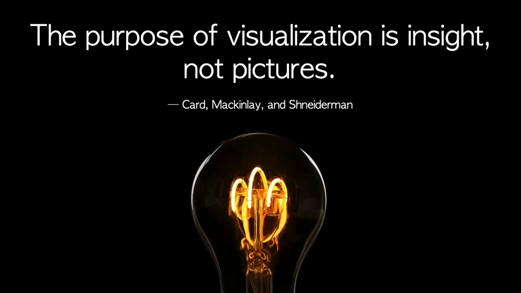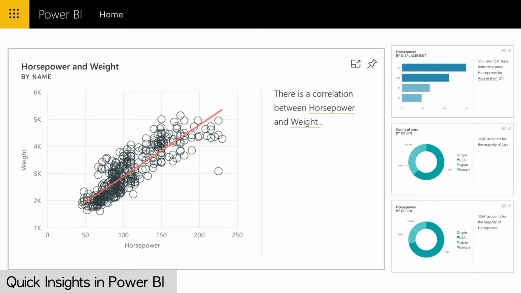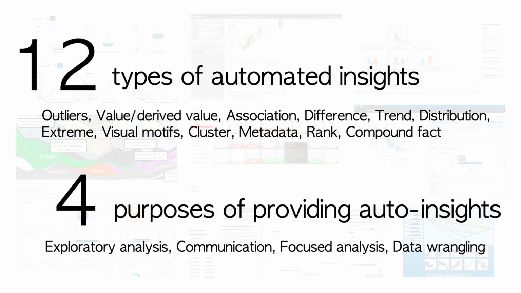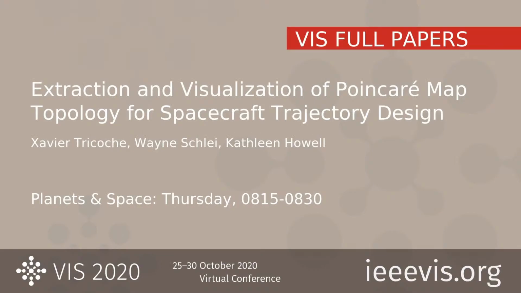Providing insights is the main purpose of visualization. A lot of systems automatically communicate insights to users, but we don't really understand a lot about the space of these automated insight tools. We conducted a review of 20 automated insight tools and proposed a framework of the types of automated insights and the purposes of providing auto insights. Take a look at our paper to learn more.